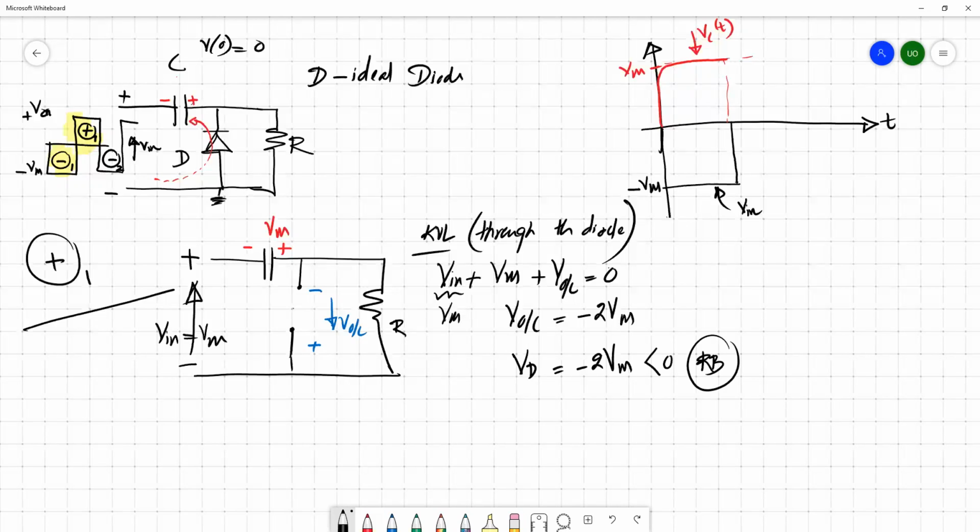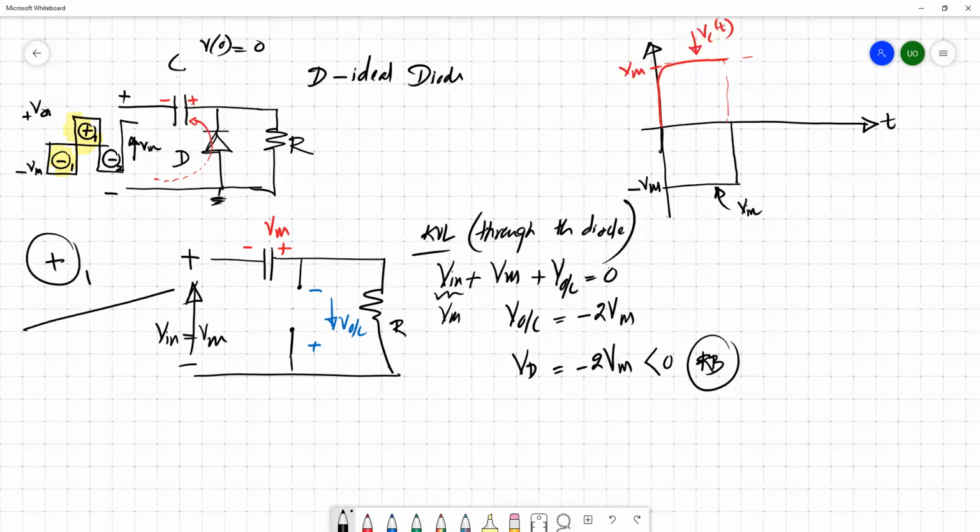Because we know that if it is an ideal diode, to make it forward bias, we have to apply a voltage which is greater than or equal to 0. If we want to make it reverse bias, we have to apply a voltage which is less than 0. Now we apply a voltage which is less than 0. So definitely during this first positive cycle, it is reverse biased. Okay. If this diode is reverse biased, this is basically an open circuit. Now the only path possible is through the resistor.